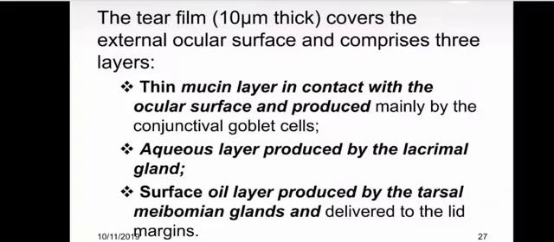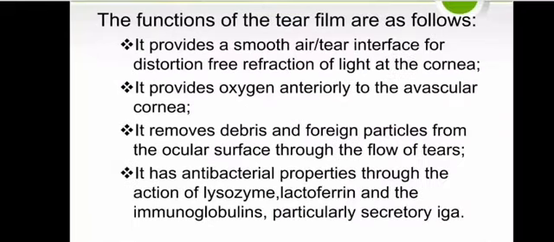The tear film covers the external ocular surfaces and is comprised of three layers. The first one is the mucin layer, which is in contact with the ocular surface and produced mainly by the conjunctival goblet cells. The next one is the aqueous layer, which is produced by the lacrimal gland. The surface layer is the oil layer, which is produced by the tarsal meibomian glands.